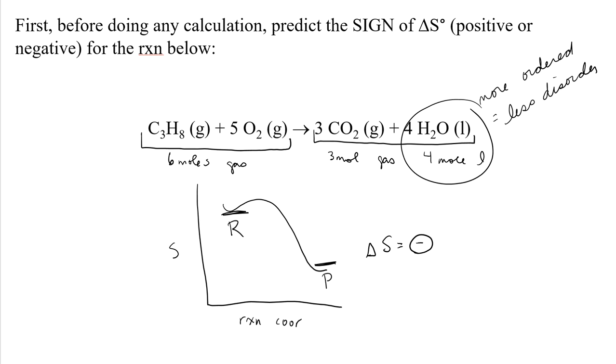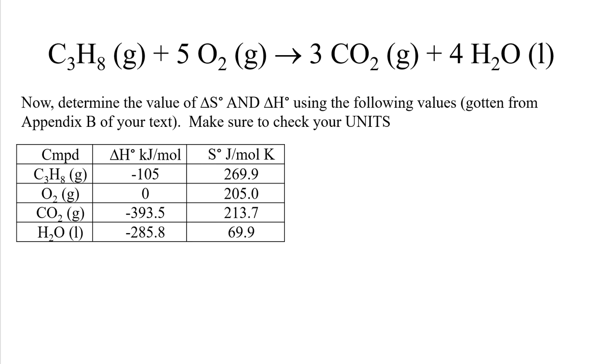So that was just a reminder on entropy and thinking through entropy. Now, determine the value of the delta S and the delta H for this reaction using the following values. So this was gotten from the appendix of our textbook, and I want you to make sure you check your units. We want to determine what is the delta S and what is the delta H for this process. And this goes back to some first semester stuff as well, where the delta H of the reaction is equal to the sum of the delta H of formation of products minus the sum of the delta H of formation of reactants.